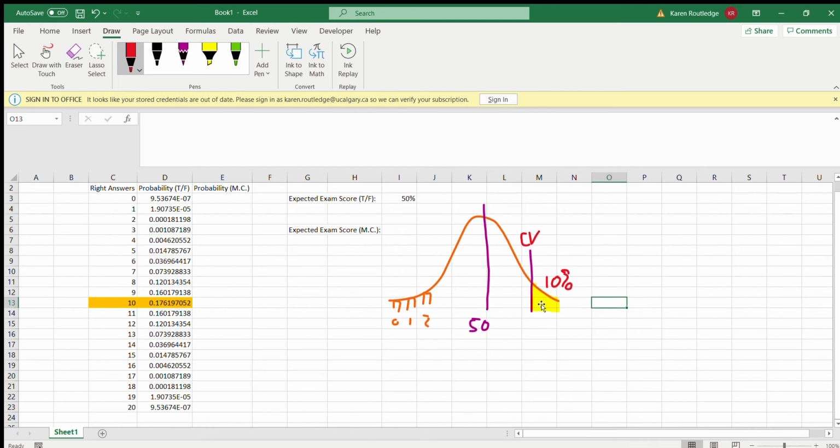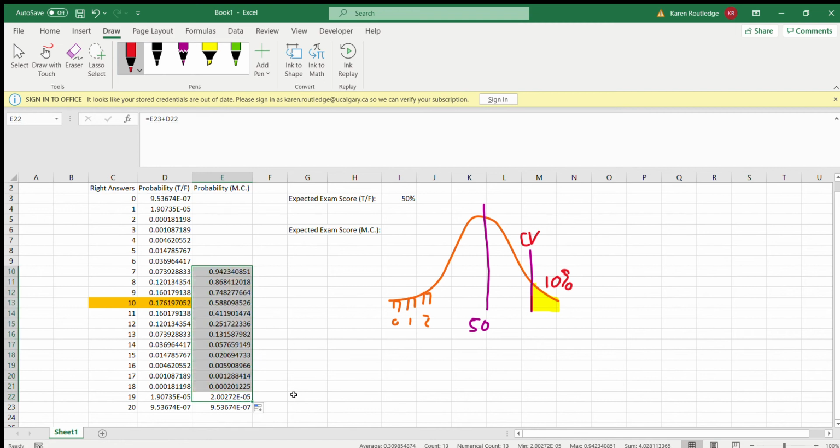We may not hit it exactly because this is a discrete distribution. So we'll see how far or how close we can get to 10%. So this first value is just going to be that one. And the second value is going to be the value we had plus the next one. And we're looking for this total to equal 10%.